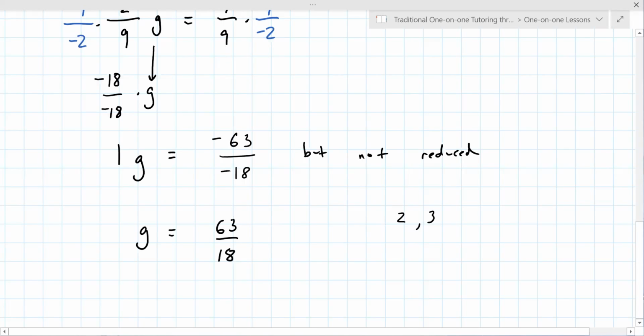Why? 6 plus 3 is 9. 1 plus 8 is 9. So if the digits add up to a multiple of 3, then 3 goes in. So let's divide both by 3. So that's 21 over 6. And then you always try it again.